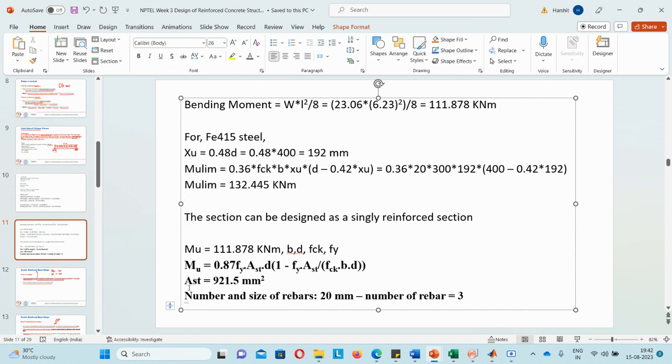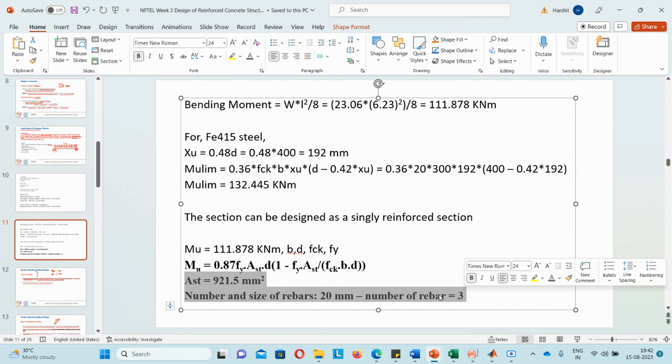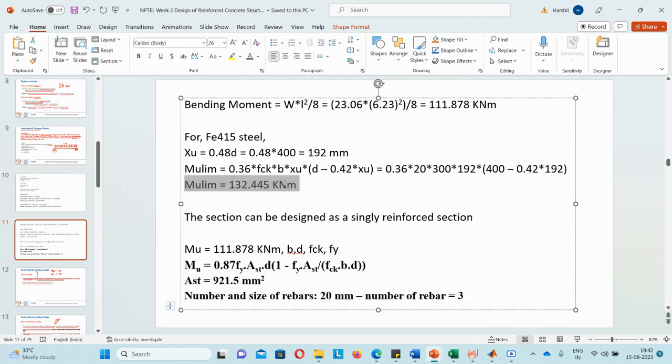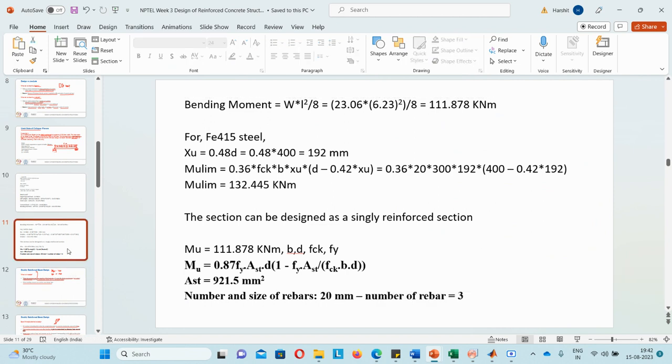And finally, when you provide area of steel, you need to again check what the limiting moment of resistance is, or what the moment of resistance is. If it is more than limiting moment of resistance, then you have provided the wrong amount of reinforcement. Okay.